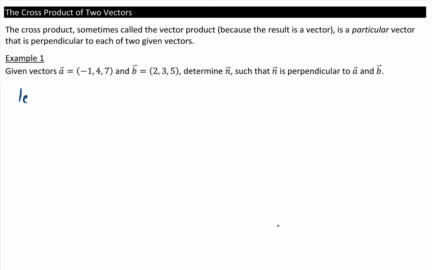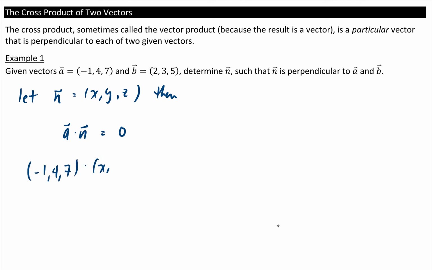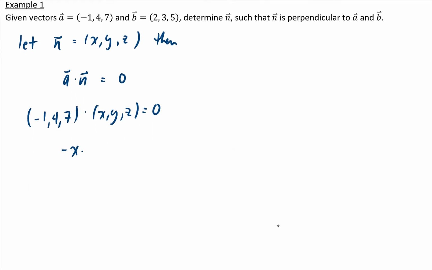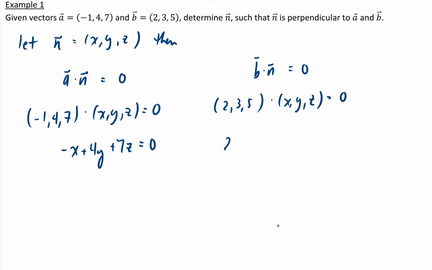So first, let's identify vector n. So let n equal x, y, and z. Then we know that A dot n is equal to 0. So that tells us that we have -1, 4, and 7 dotted with x, y, z is equal to 0. So this gives us -x plus 4y plus 7z equals 0. Let's do the same thing for vector B. So B dot n also equals 0. If we dot those two vectors, we end up with 2x plus 3y plus 5z equals 0.